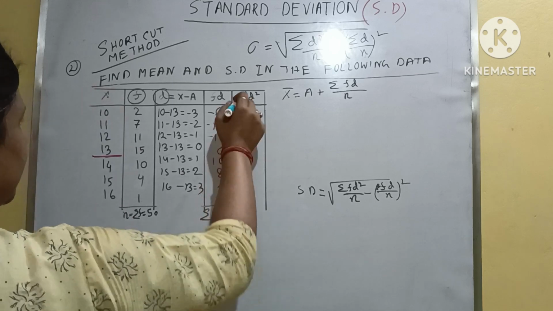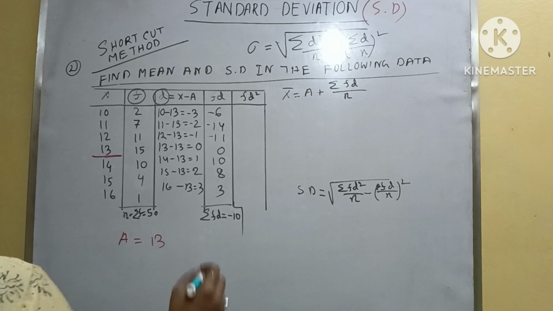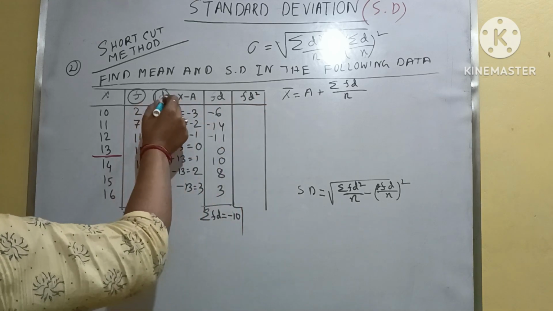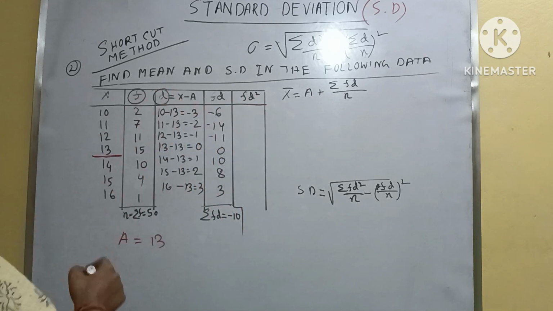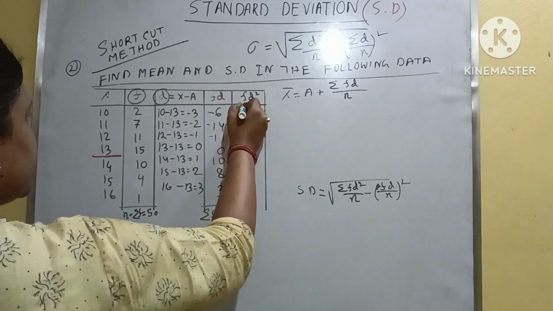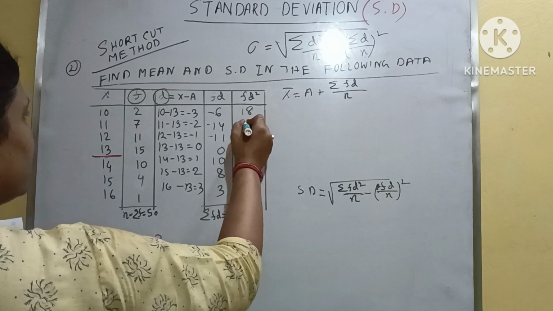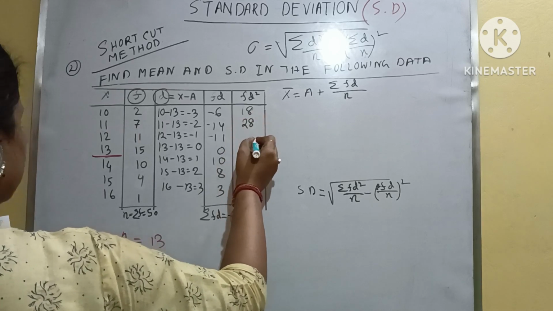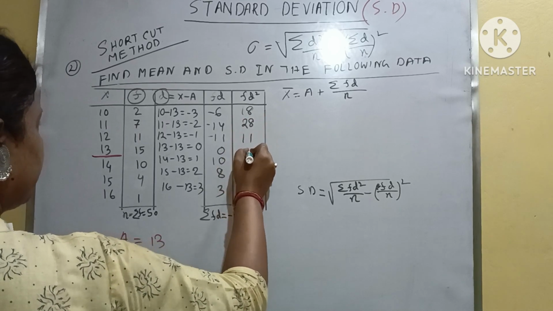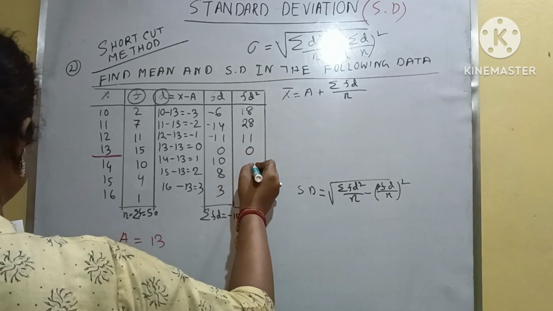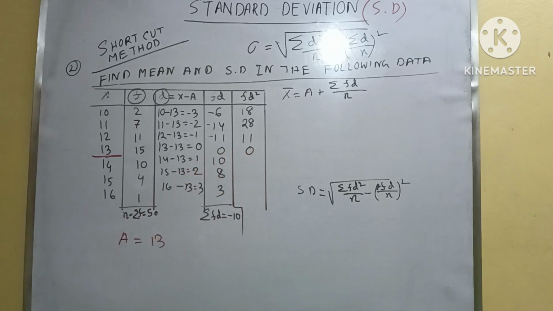Now we have to calculate FD square. FD square means F into D square, means squaring this number and multiplying with F. Clear? So the first value is 18. The second value is 28. The third value is 11. The fourth value is 0.